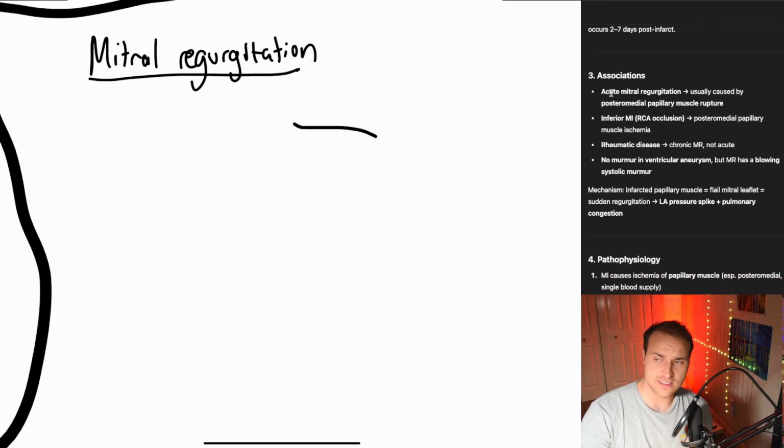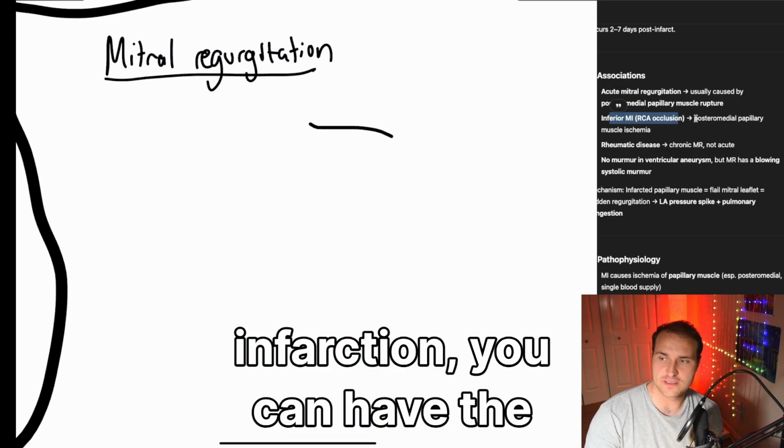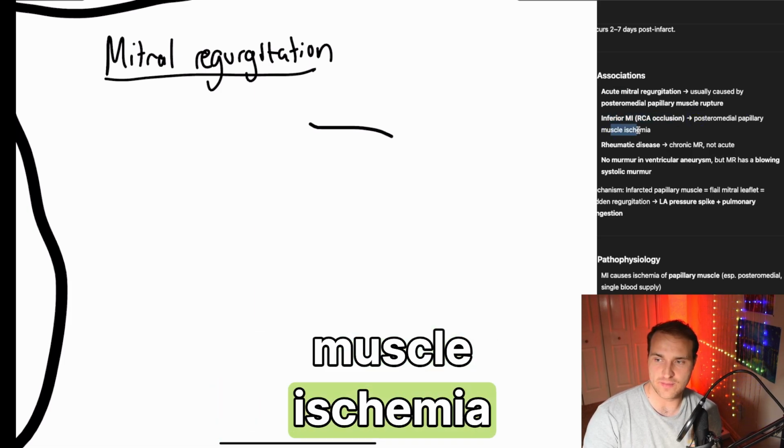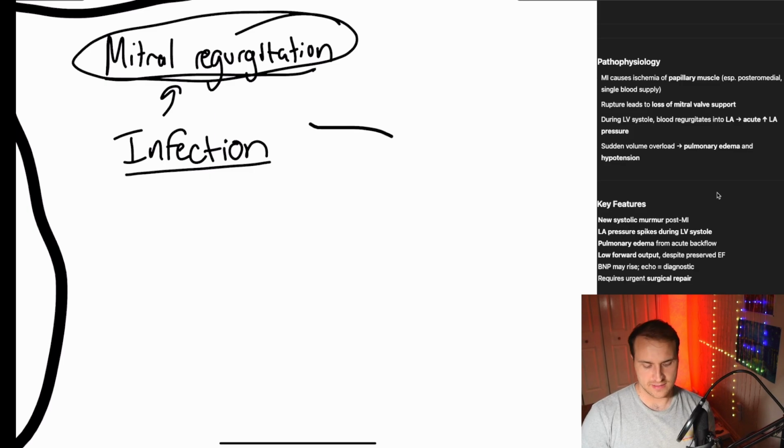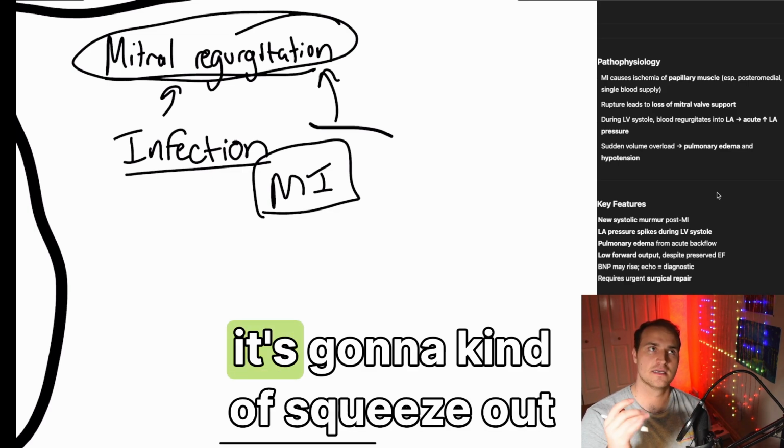And so the key association I really want you to know is that after an inferior myocardial infarction, you have posteromedial papillary muscle ischemia, and also rheumatic disease. So infection or MI, then the papillary muscle or the chordae tendineae is damaged, and that's going to lead to mitral regurgitation. Know the signs, and it's going to kind of squeeze out.